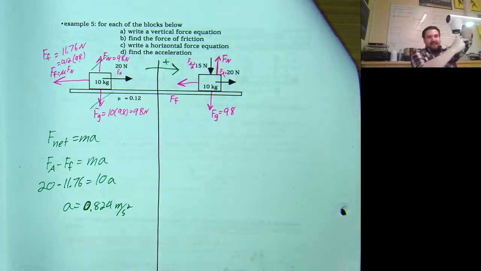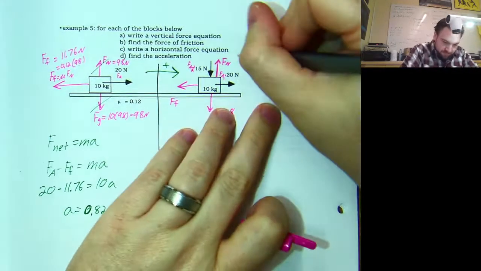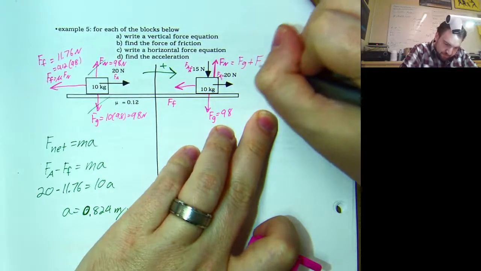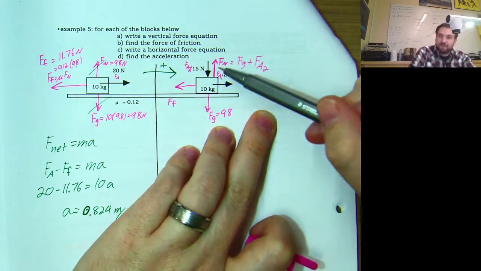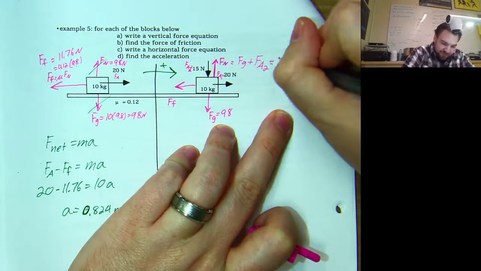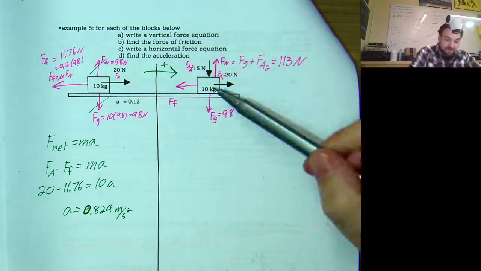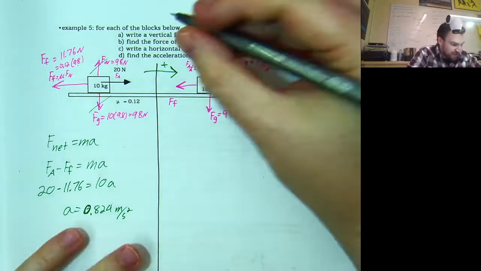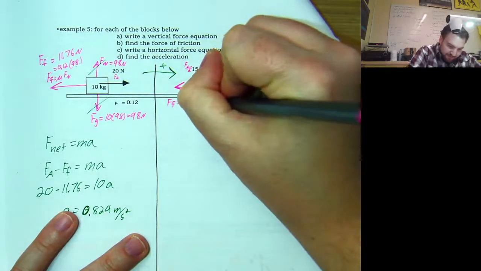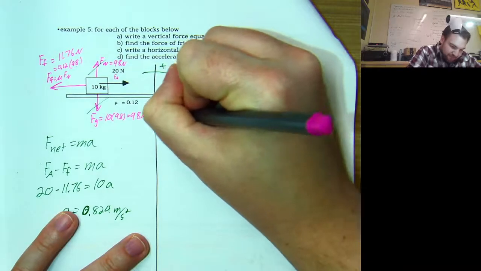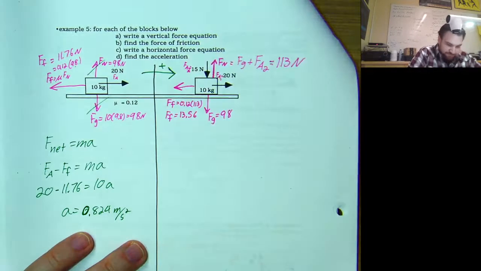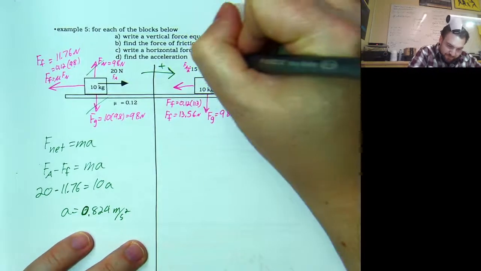Okay. In this case, Fn is going to have to equal Fg plus my Fa2. This normal force has to oppose both of these downward forces. So in this case, my normal force is going to equal 113 newtons, the sum of Fg and Fa2. That's going to change my force of friction. It's going to become 0.12 times 113, which gives me a force of friction of 13.56. I should have newtons on all of these forces.